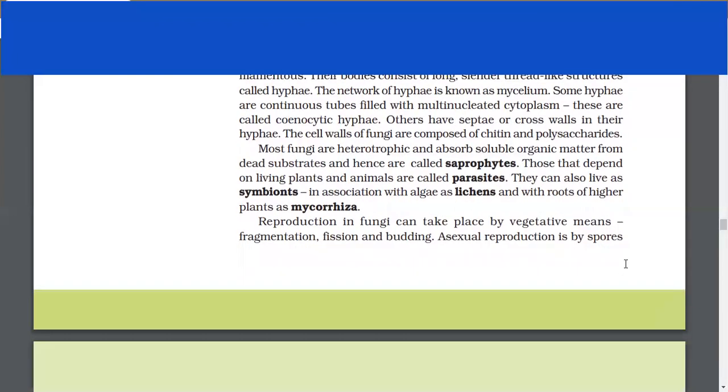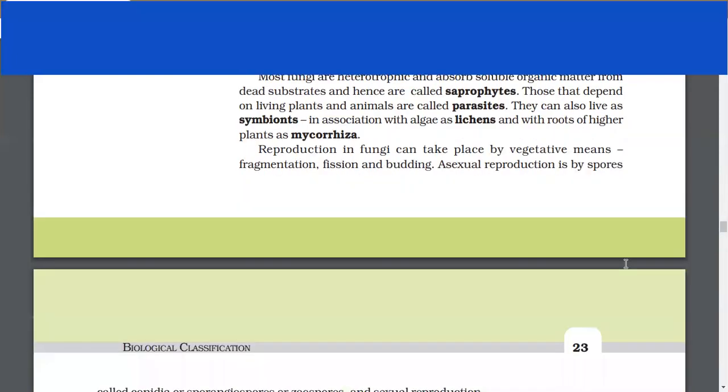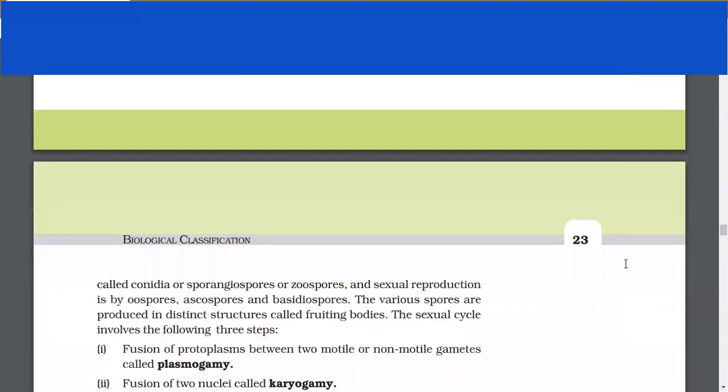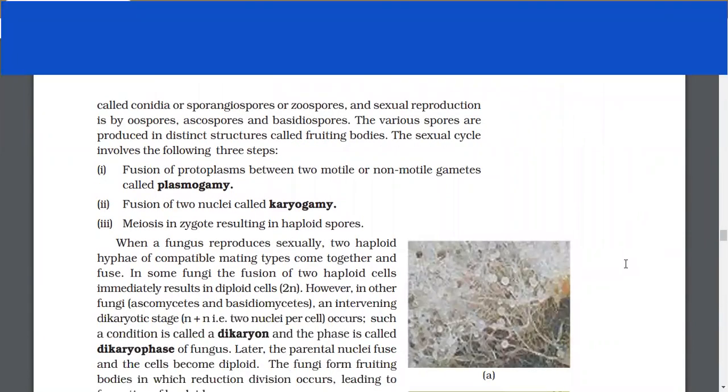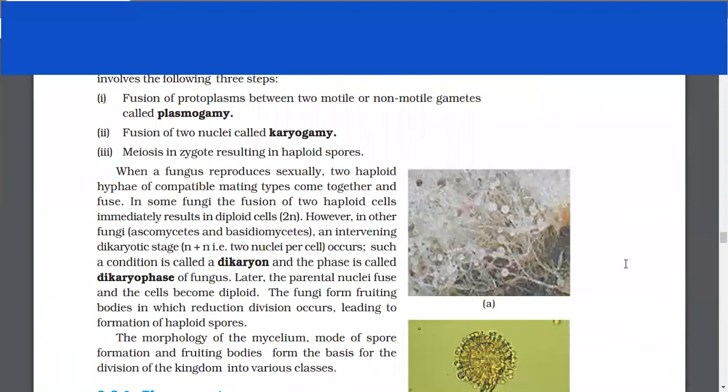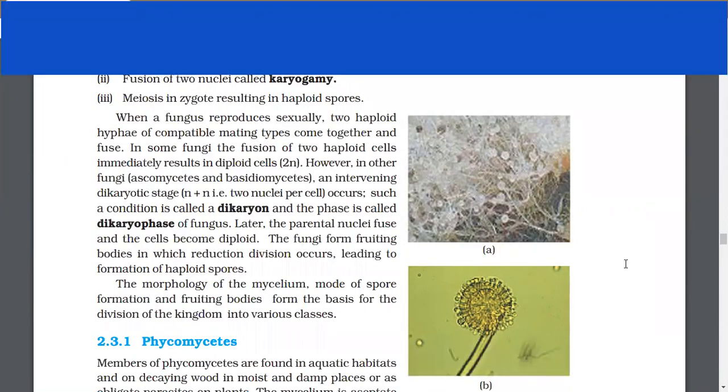Reproduction in fungi can take place by vegetative means, fragmentation, fission, and budding. Asexual reproduction is by spores called conidia or sporangiospores or zoospores. And sexual reproduction is by oospores, ascospores, and basidiospores. Various spores are produced in distinct structures called fruiting bodies. The sexual cycle involves the following three steps. Fusion of protoplasms between two motile or non-motile gametes called plasmogamy. Fusion of two nuclei called karyogamy. Meiosis in zygote resulting in haploid spores.